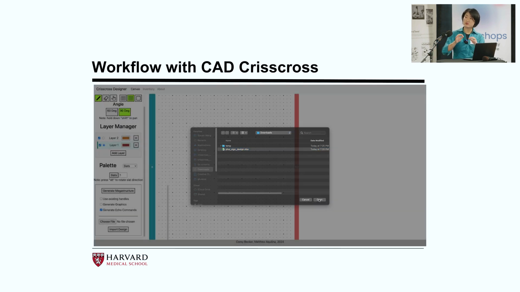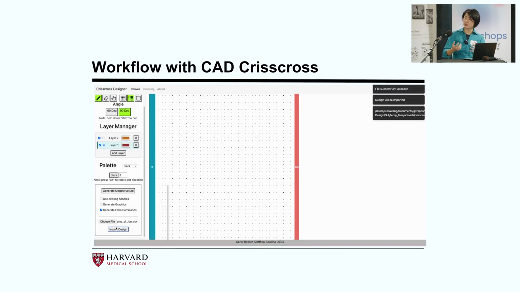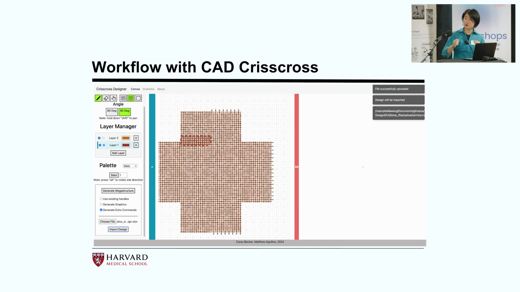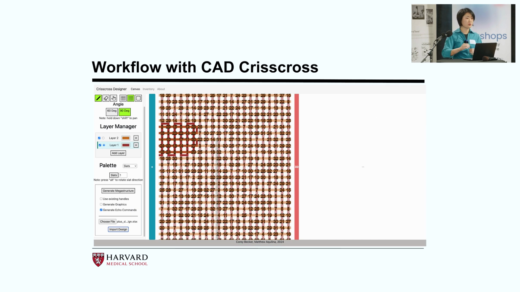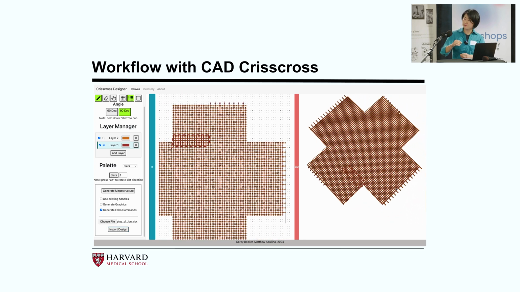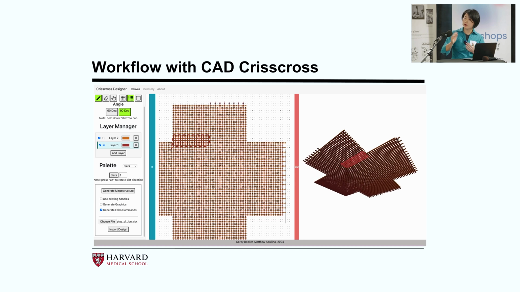You can also, once you've already made a past design, upload one. In this example, this is a larger structure with almost 200 individual unique components. The numbers are just showing the sequence of the handles that will cause it to assemble that way. This is what it looks like in 3D. And now you can just click generate the megastructure.